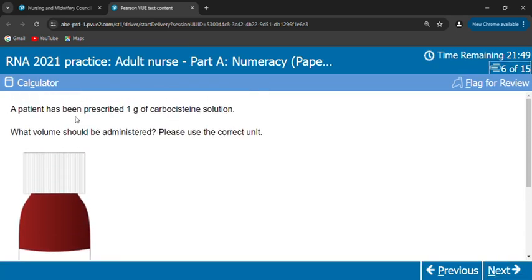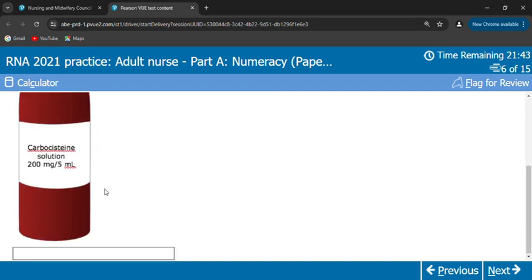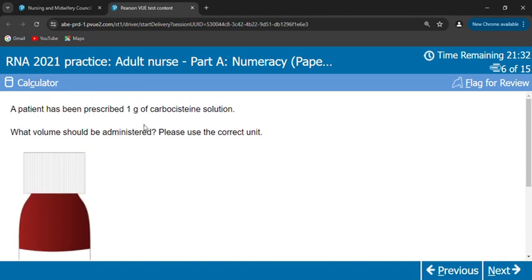A patient has been prescribed 1 gram of carbocysteine solution. What volume should be administered? Please use the correct unit. So here, what is the volume that we have? Carbocysteine 200 mg in 5 ml. But the dose required is 1 gram. If you want to solve this question, first you have to convert gram into mg. 1 gram is equal to 1000 mg.